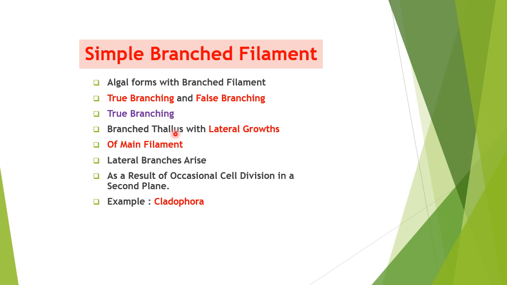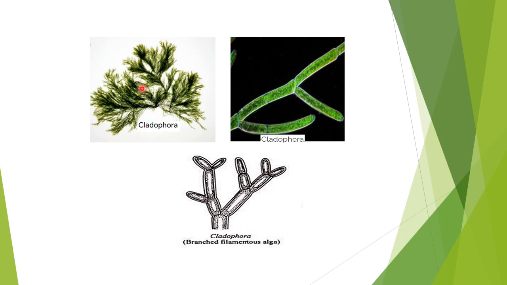True branching is a branched thallus with lateral growth of a main filament. The main filament will have growth on the side and will produce another cell. Lateral branches arise as a result of occasional cell division in a second plane, as we will see in the case of Cladophora. Suppose you have a Cladophora, it appears like this. This is the main axis. At its lateral side there is one more division in the second plane that forms the branch. So one is the main filament and then there are branches on its side.